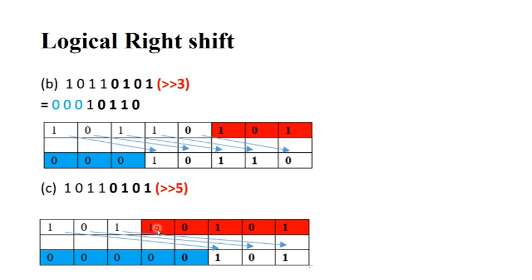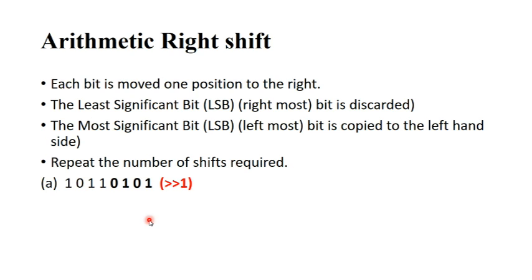I move this one 1, 2, 3, 4, 5. It now lands here, and obviously this becomes our new string. Let's look at the arithmetic right shift.